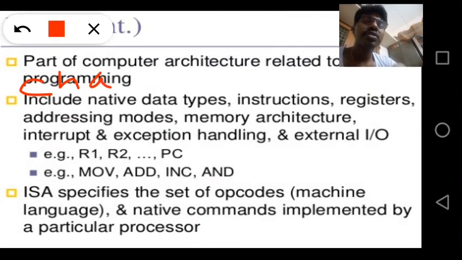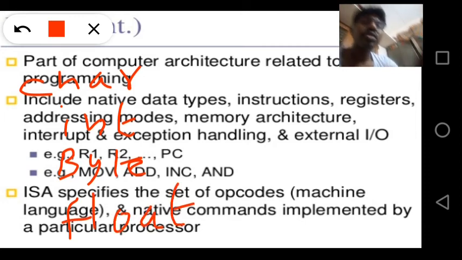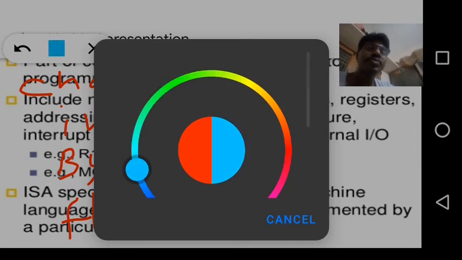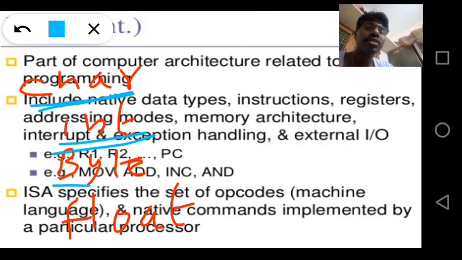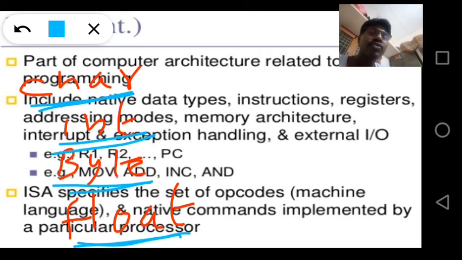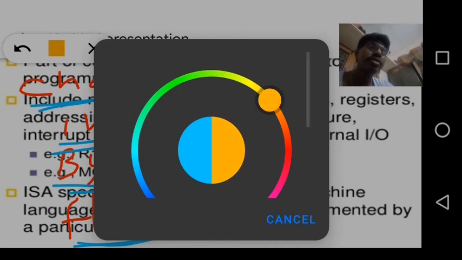Character, int, byte, float. These are called native data types.